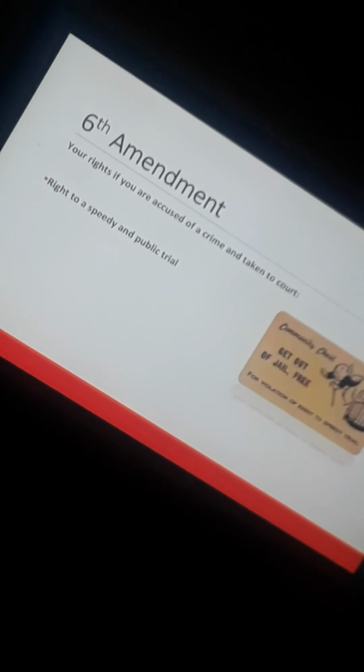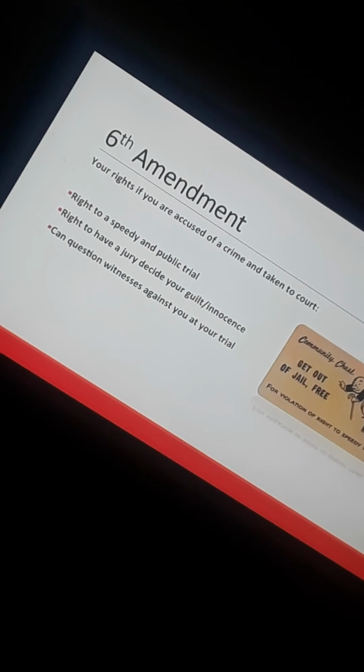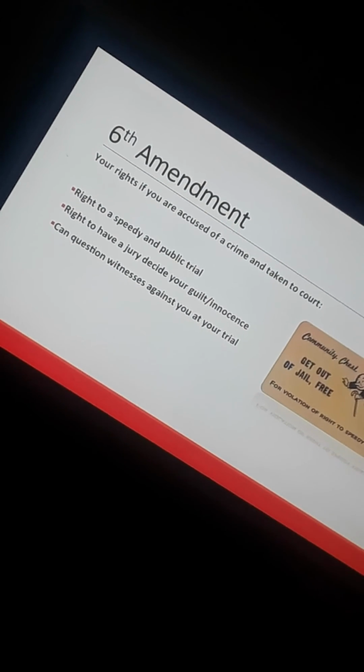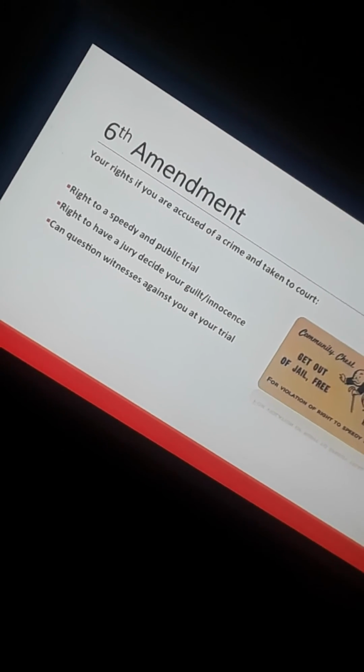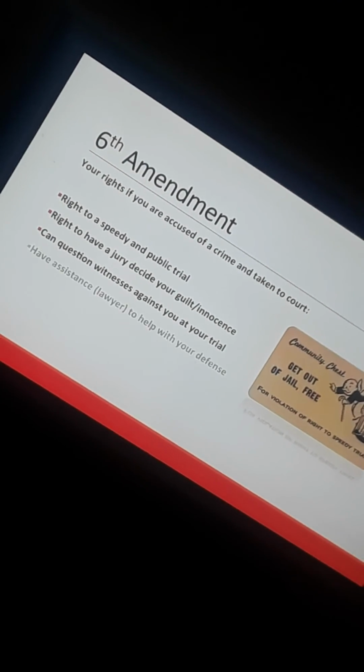And that can be a public trial so everybody can see. You do have the right as a defendant to decide if you want your guilt or innocence to be determined by a jury or by a judge. And you can also question witnesses against you at trial. So if there are people coming to your trial and testifying against you, you have a right, or your attorney has a right, to question those witnesses.